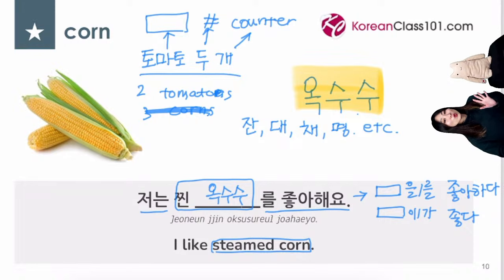So I like steamed corn is 저는 찐 옥수수를 좋아해요. Or 저는 찐 옥수수가 좋아요. So be very, very careful.